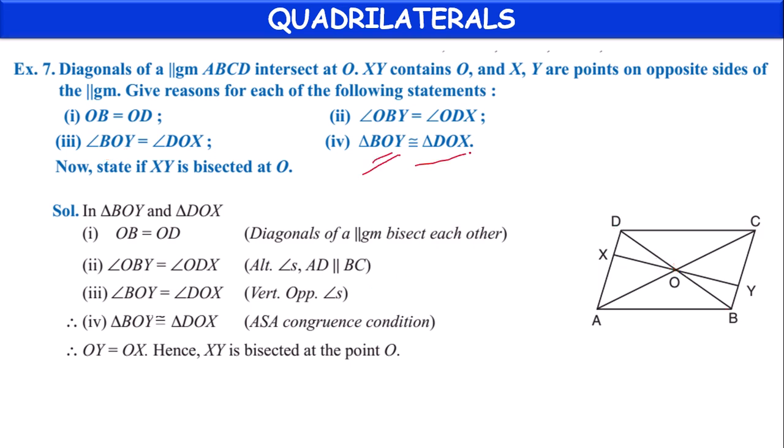Next, triangle BOY and triangle DOX. Why are they congruent? OD equals OB because diagonals bisect each other. Just now we have proved this angle equal to this angle and this angle equal to this angle. According to ASA congruence, they are congruent triangles.